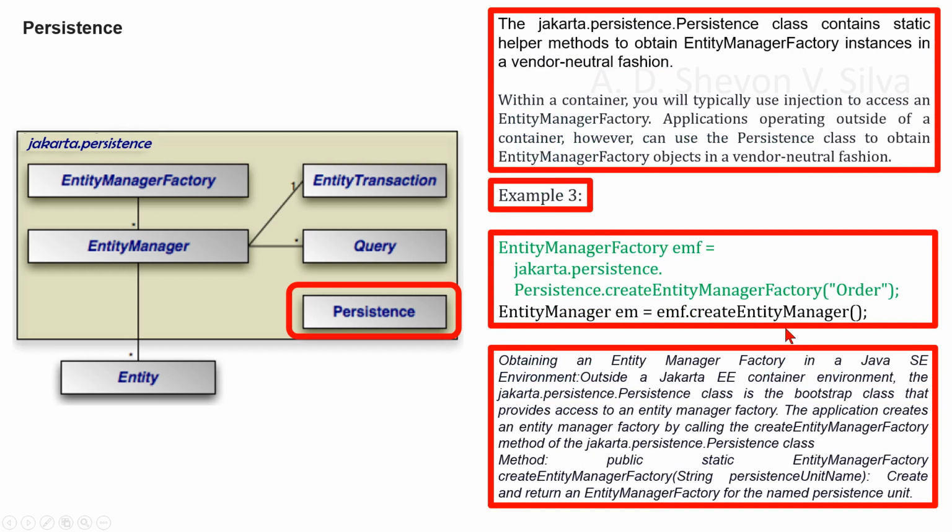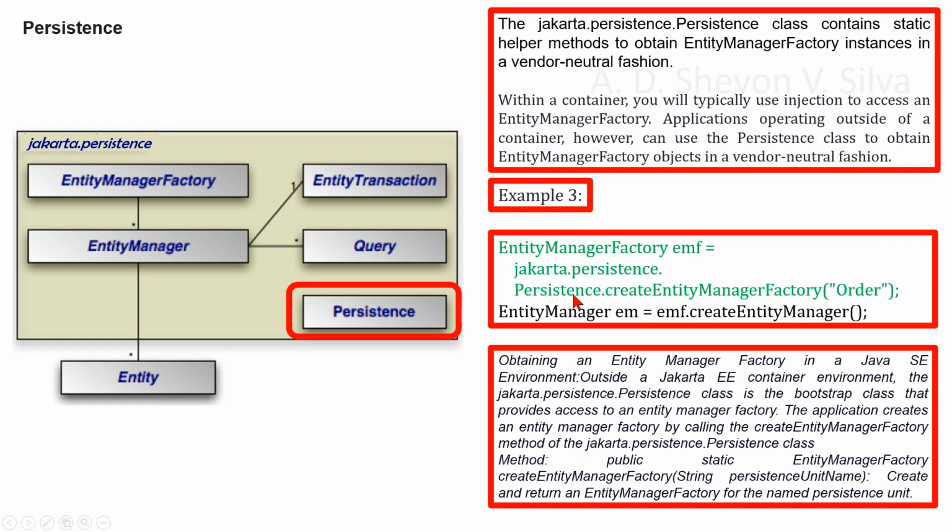Here you can see, as an example, obtaining an entity manager factory in a Java SE environment outside a Jakarta EE container environment. The jakarta.persistence.Persistence class is the bootstrap class that provides access to an entity manager factory. The application creates an entity manager factory by calling the createEntityManagerFactory method of the jakarta.persistence.Persistence class.